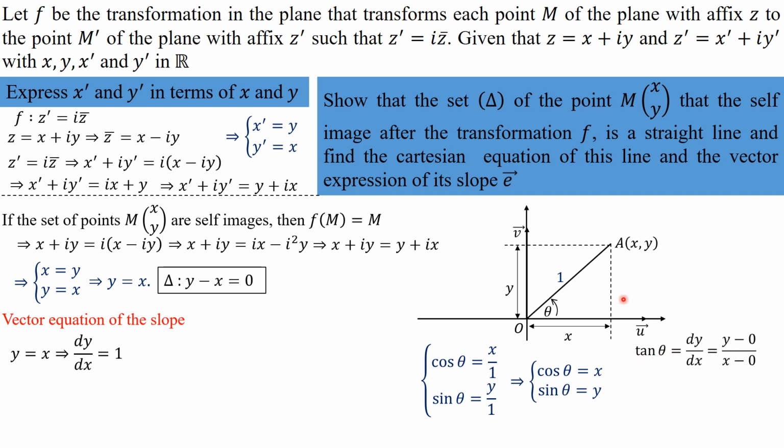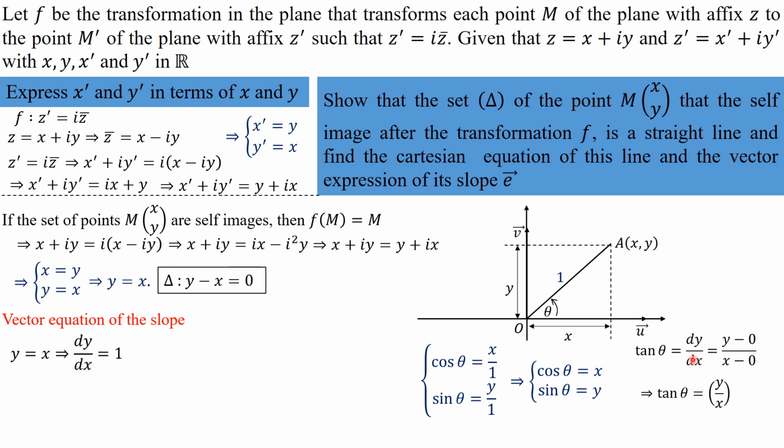Now tan theta is what? It is simply the change in y over the change in x, which is the gradient. So y minus 0, because y0 is 0, divided by x minus 0, x0 is 0. So it means our dy by dx is equal to y minus 0 divided by x minus 0. So tan theta is equal to y divided by x.